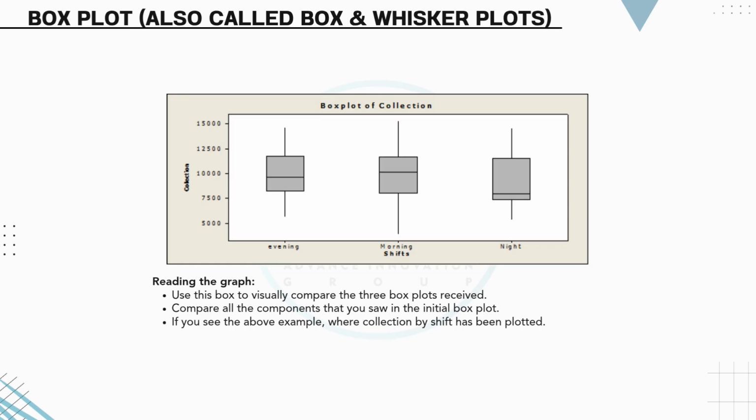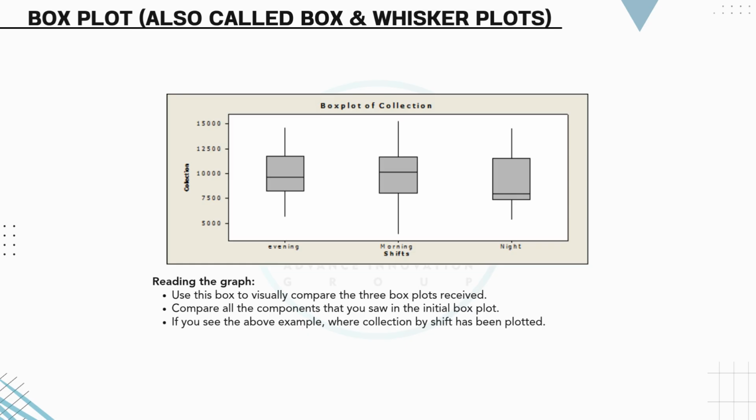Let's interpret this graph. Each box plot represents the distribution of collection values for one shift category. The center line inside each box is the median, giving a quick sense of the central tendency for each group. The height of each box shows the interquartile range, IQR, the spread of the middle 50% of the data. Wider boxes indicate more variability. The whiskers extend to the minimum and maximum values, excluding outliers, helping us understand the overall range.